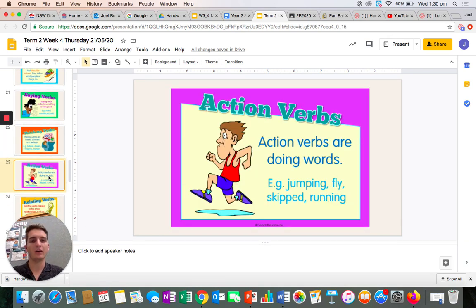Action verbs. Action verbs are doing words. We use these so frequently. These are probably the most common verbs that we use. Jumping, flying, skipping, running. Those are some examples. Can you think of some more? And put them in the speaker notes.